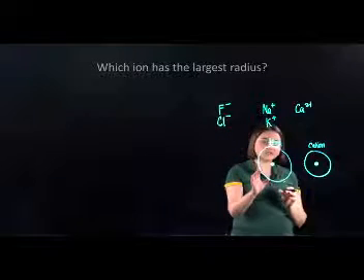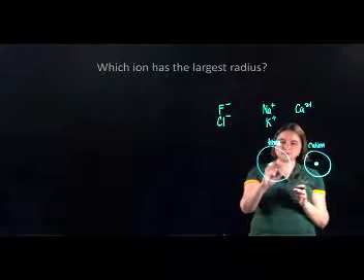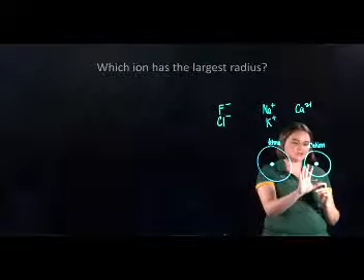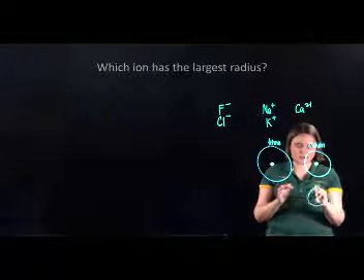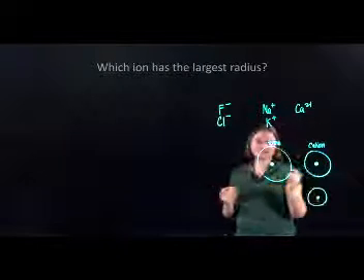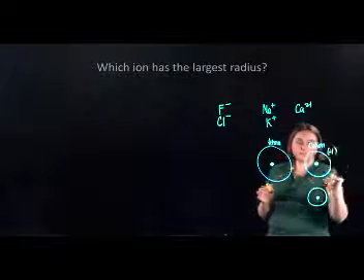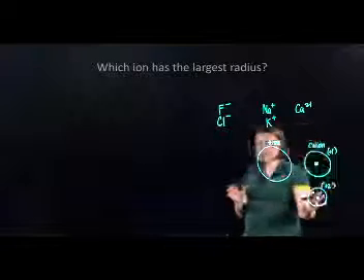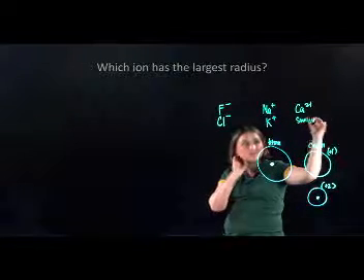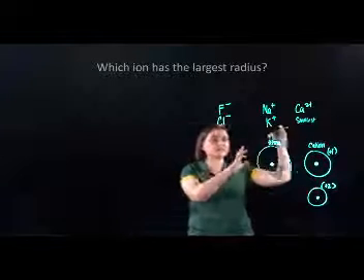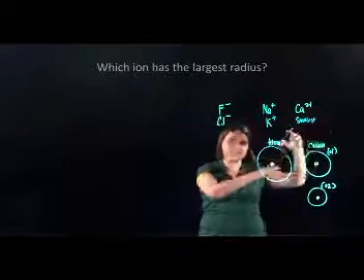And so you could see how if we went from an atom to a +1 cation, and then we went from a +1 cation to a +2 cation, that we would contract even more. So this guy theoretically should be my smallest one. These guys would be bigger than that guy.